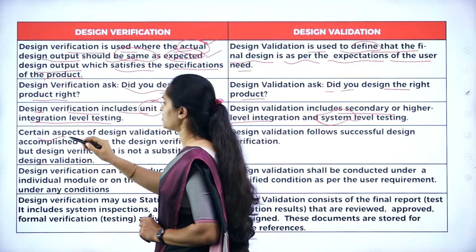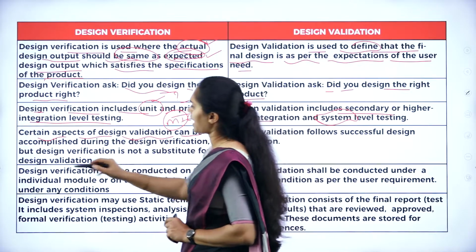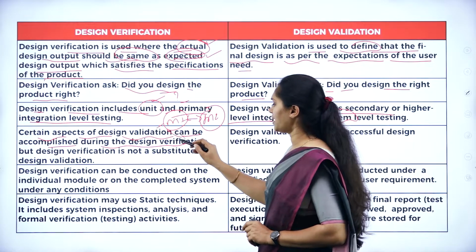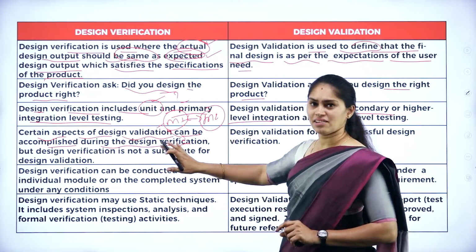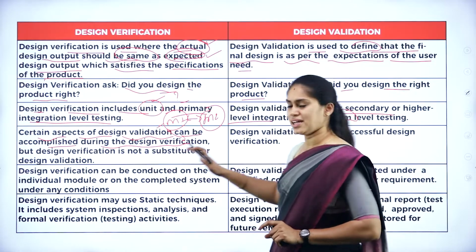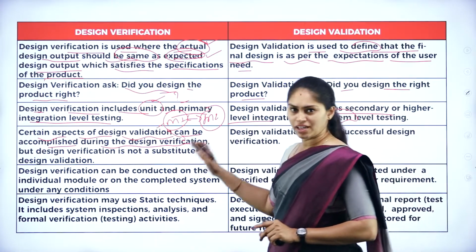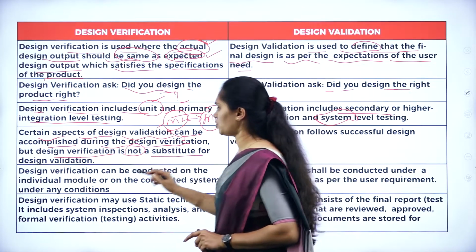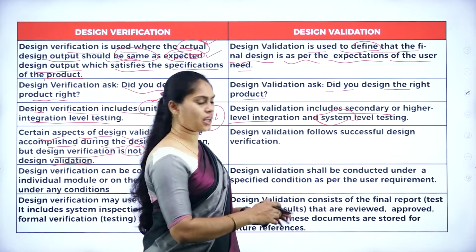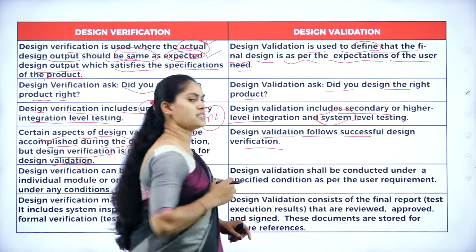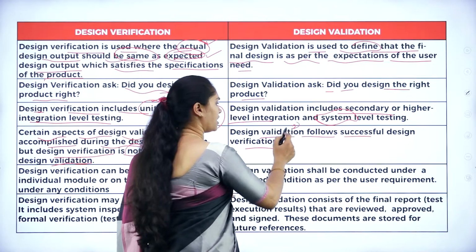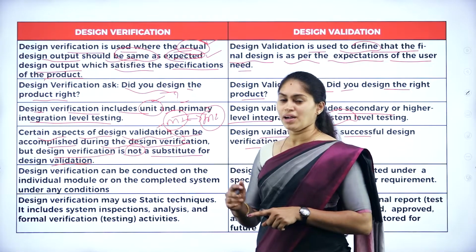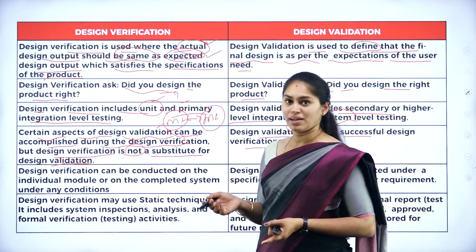Next point: certain aspects of design validation can be accomplished during the design verification. So some of the processes of validation can also be done in verification, but whatever activities should be done in verification cannot be done in the validation process. That's why verification is first, then validation is the next phase. Verification is not a substitute for design validation. First verification comes, then validation follows the successful design verification. But whatever we have left out in the verification cannot be done in validation.